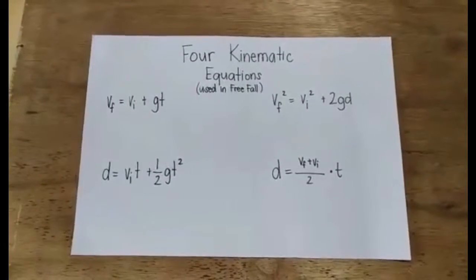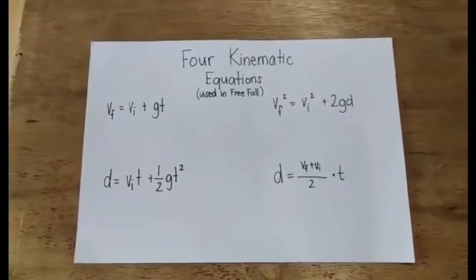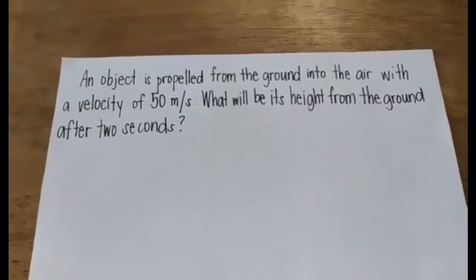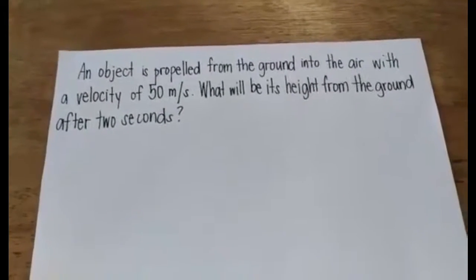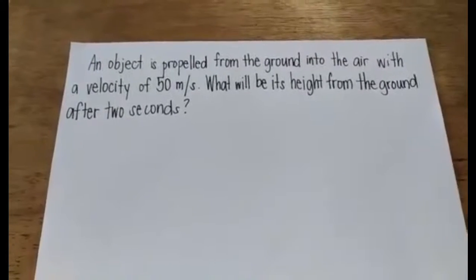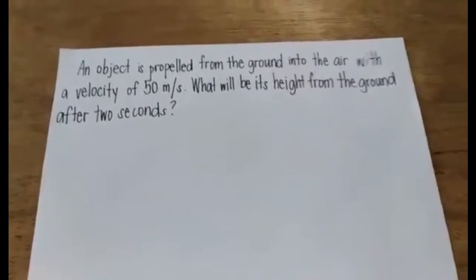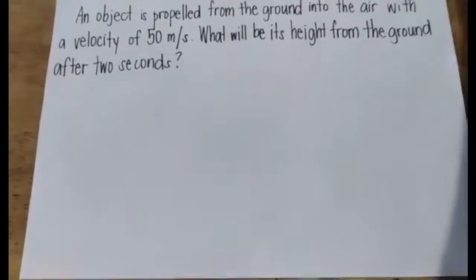Hey guys, in this video, we will solve a problem involving free fall by applying either of the four basic kinematic equations. Now we have our problem. An object is propelled from the ground into the air with a velocity of 50 meters per second. What will be its height from the ground after 2 seconds? Now the first thing we need to do is to list down all the given values.